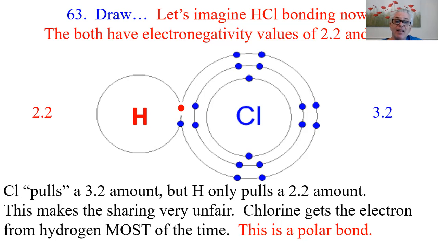This bond is pretty polar. The difference is 1.0. That's pretty big, right? Now, sometimes hydrogen does get the electrons, 5% of the time. But 95% of the time, chlorine keeps them. So this bond is polar. And ready for this? The whole molecule is just 2 atoms. That means the whole molecule is polar too, because one side's negative and one side's positive most of the time.